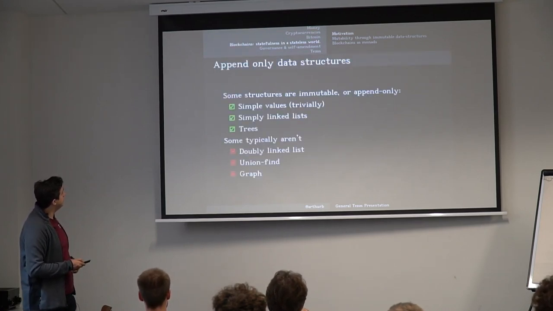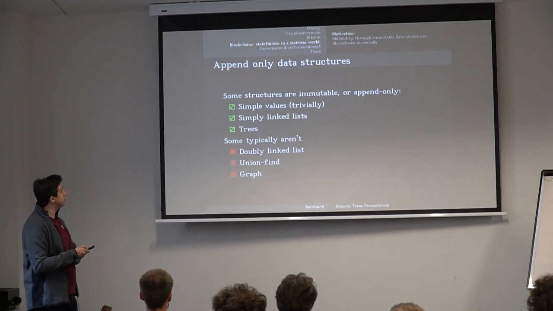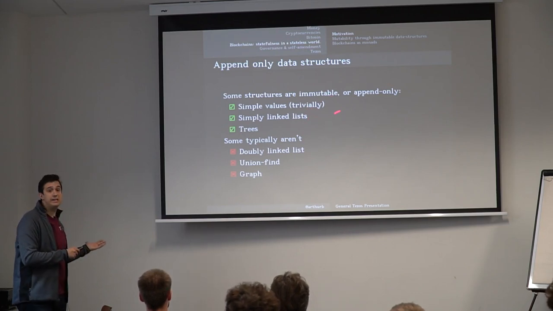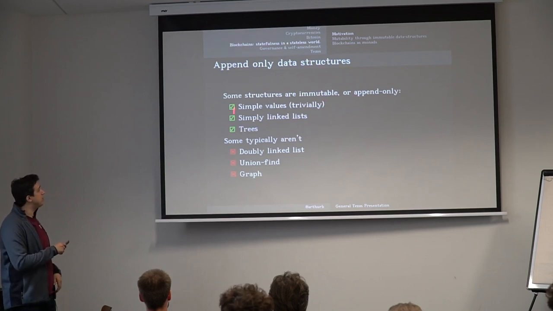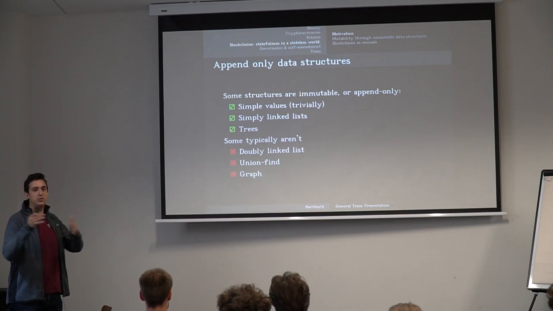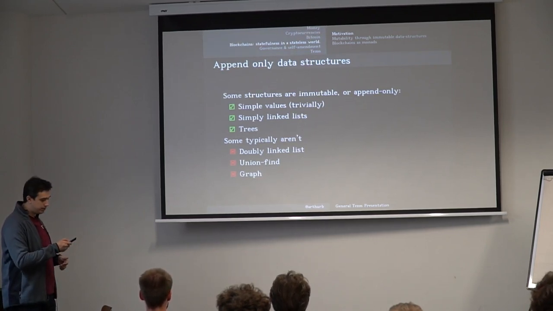So, motivation. Why do we do it like this? Because it's an append-only data structure, so it's an immutable data structure. What data structures are immutable? Simple values, singly linked lists, trees. All of these are immutable because you just keep adding to them. You're not really changing the structure, you're creating a new structure that points to the old structure. That's what you do in OCaml all the time.